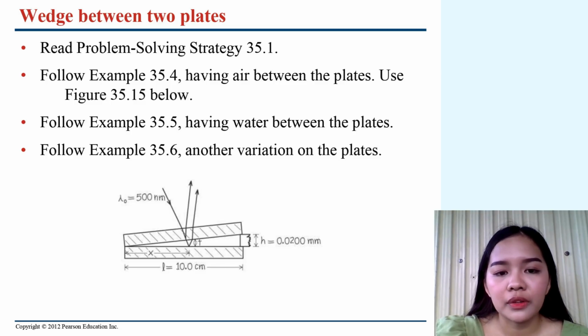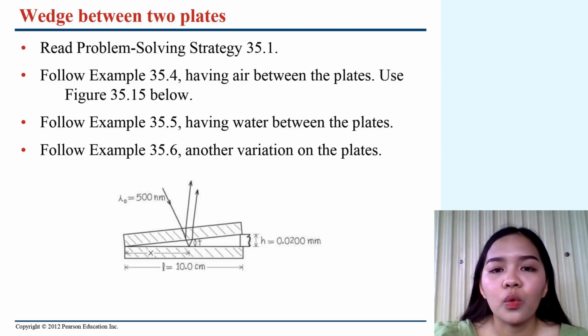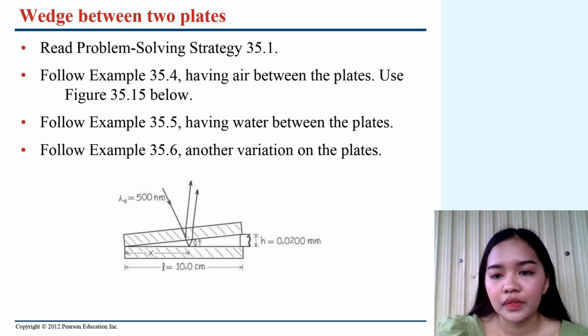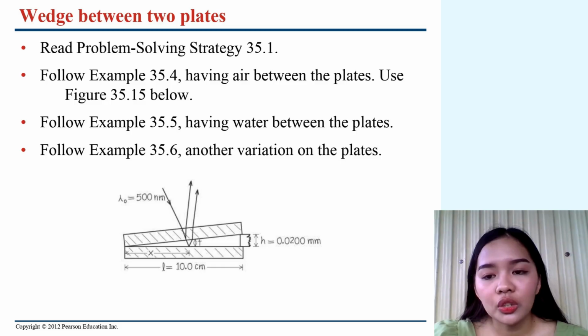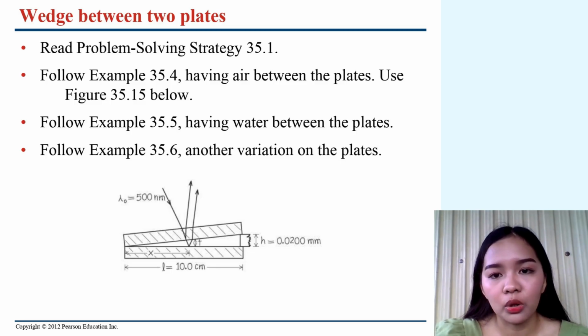For example, in Example 35.4, where the air is between the glass plates, we find how thickness relates to the fringe position. Example 35.5 replaces air with water, where n is equal to 1.33. The wavelength inside is shorter, so the fringes get closer together. And lastly, Example 35.6 uses these principles to measure a very small thickness.